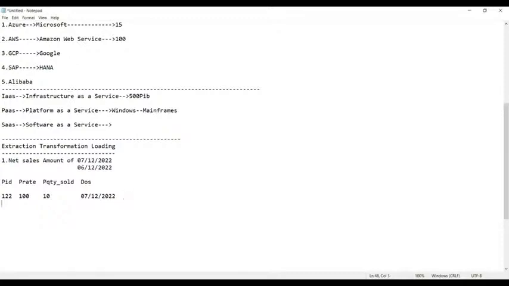And the second line of data is like this. Product ID is 123, and the product rate is 200. Quantity sold is 10. The date of sales is 07 comma 12 comma 2022. And then we have the next one, 124.